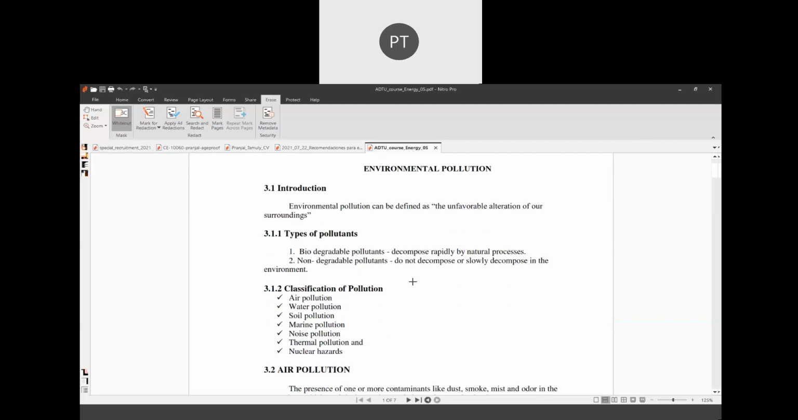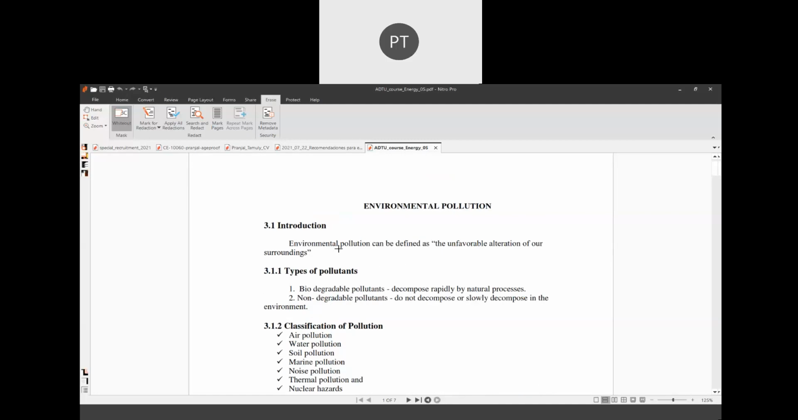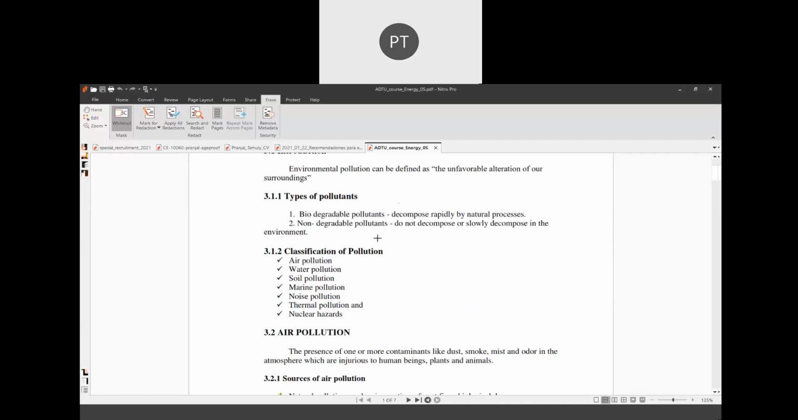So first, what do we mean by environmental pollution? Environmental pollution can be defined as the unrepairable alteration of Earth's environment. If some agents or foreign elements affect our environment and harm ourselves or the biodiversity, then we call this pollution. Pollution is caused mainly by pollutants, and these pollutants can be classified into two types.